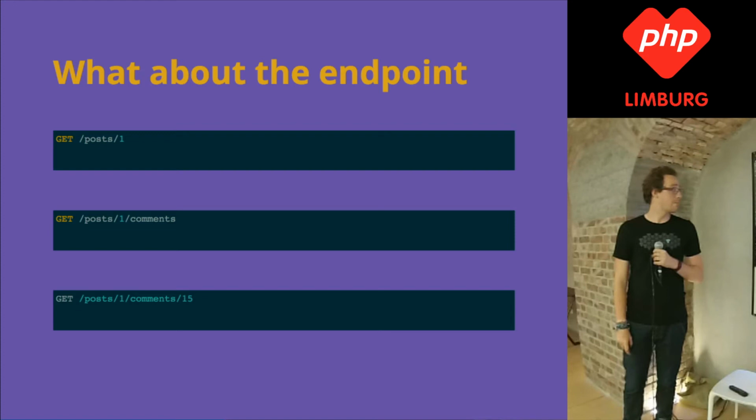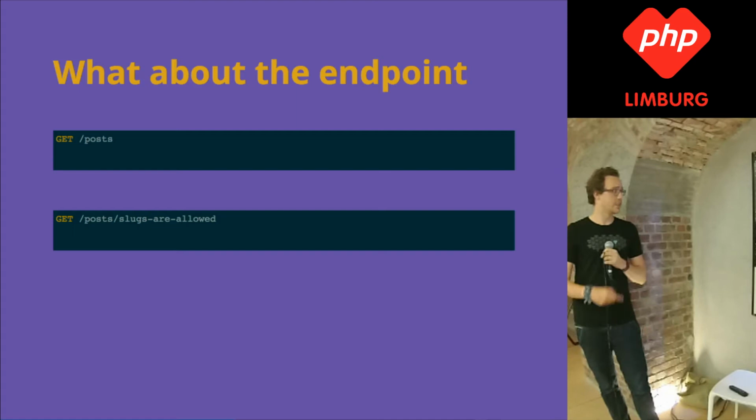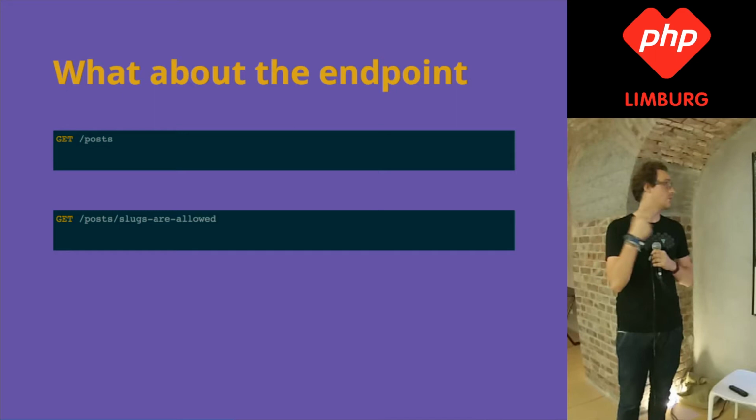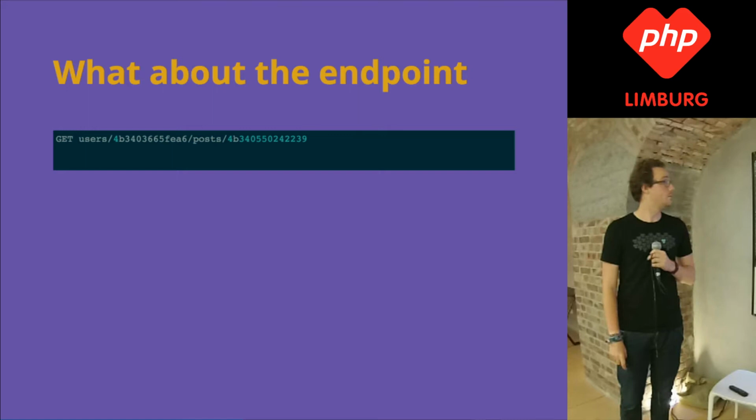I talked about how this isn't really secure. This looks pretty secure, but it isn't very secure. This is a better solution for that. Here we're going to use slugs. In this example, for a post, we're going to use the title of the post itself. Of course, you can't always use that. So a better solution here would be UUIDs.